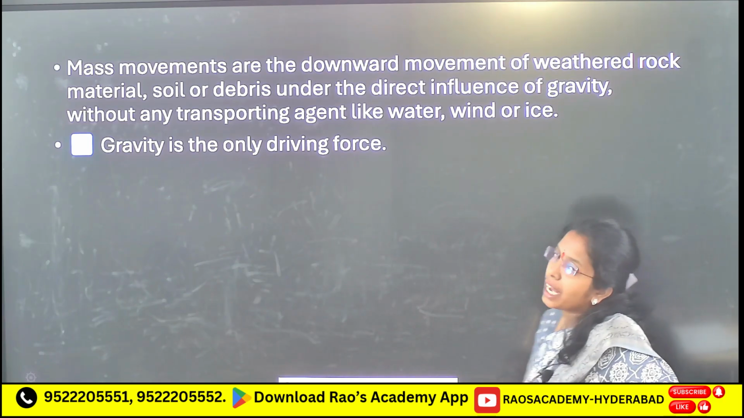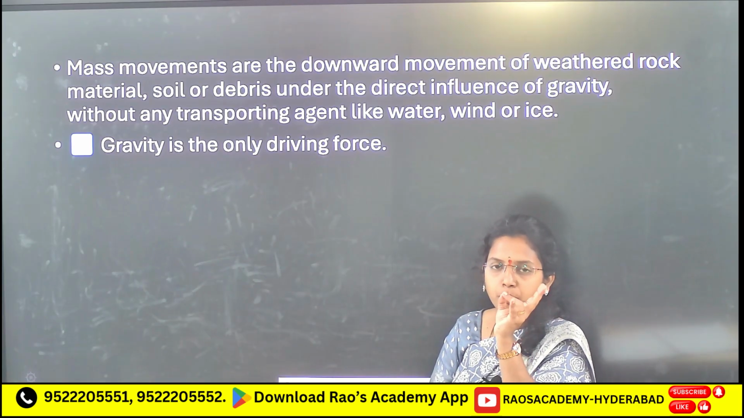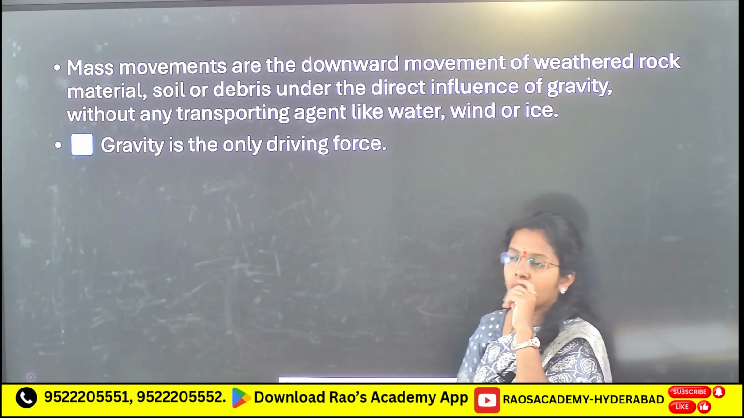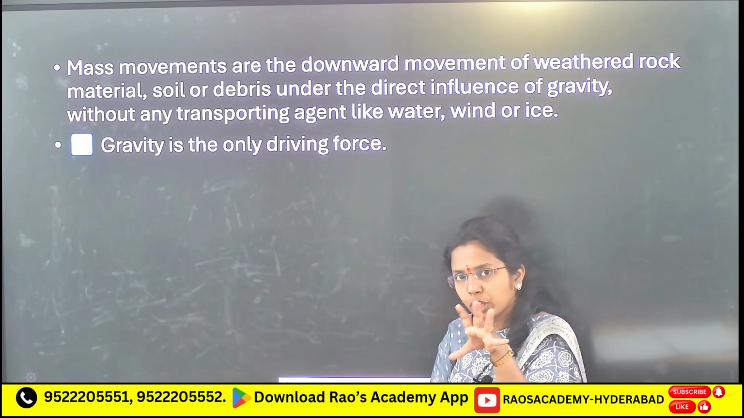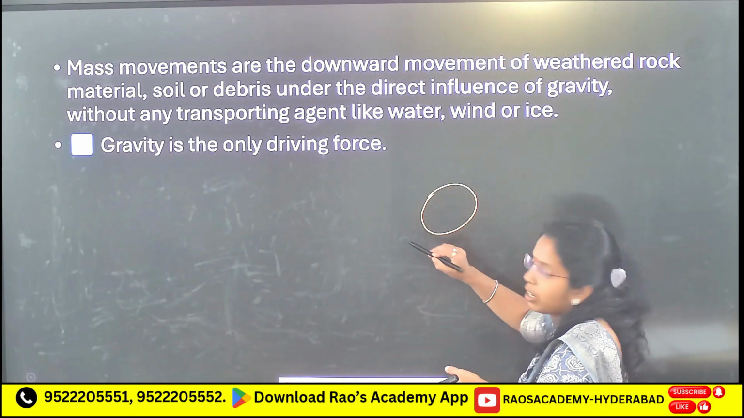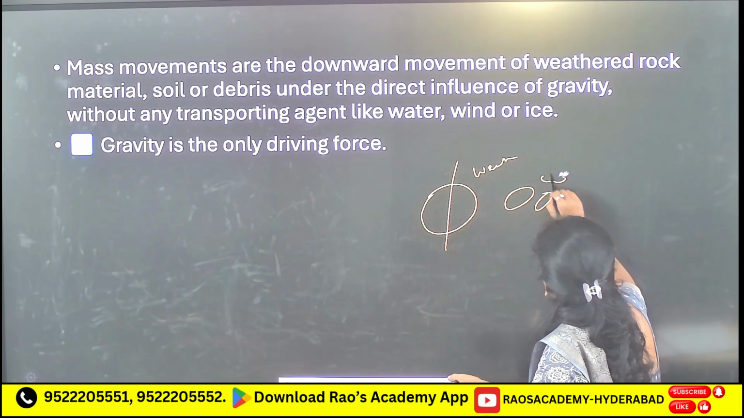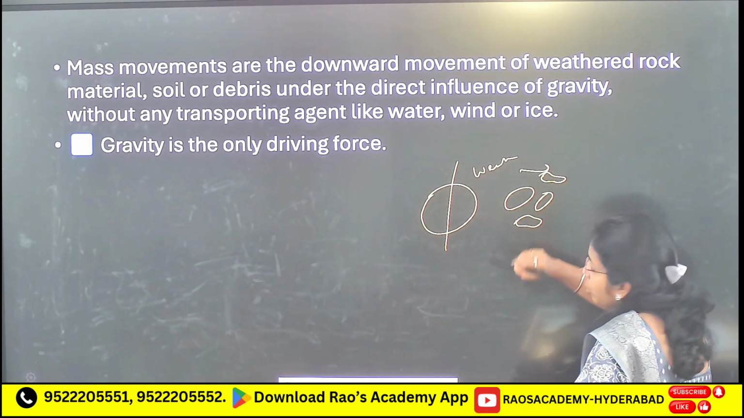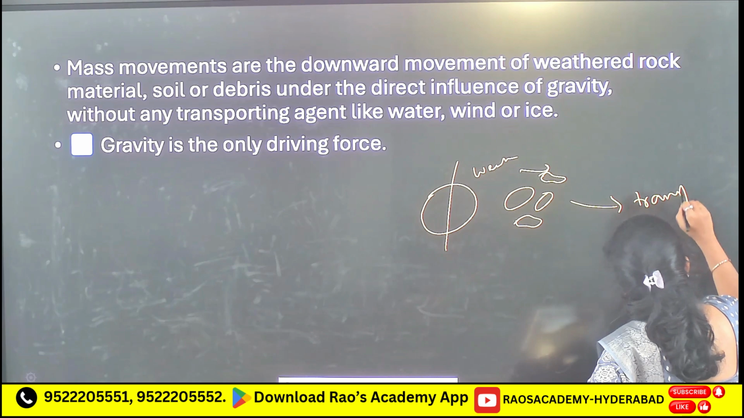Here, mass movements. First one is weathering, mass movement, next erosion and transportation, deposition; all together we are going to learn. In mass movement you do not have any geomorphic agent. Without a geomorphic agent, you will see movement. For example, it is a rock. After weathering, rock fragments are formed. These rock fragments are further eroded and transported or deposited somewhere else.